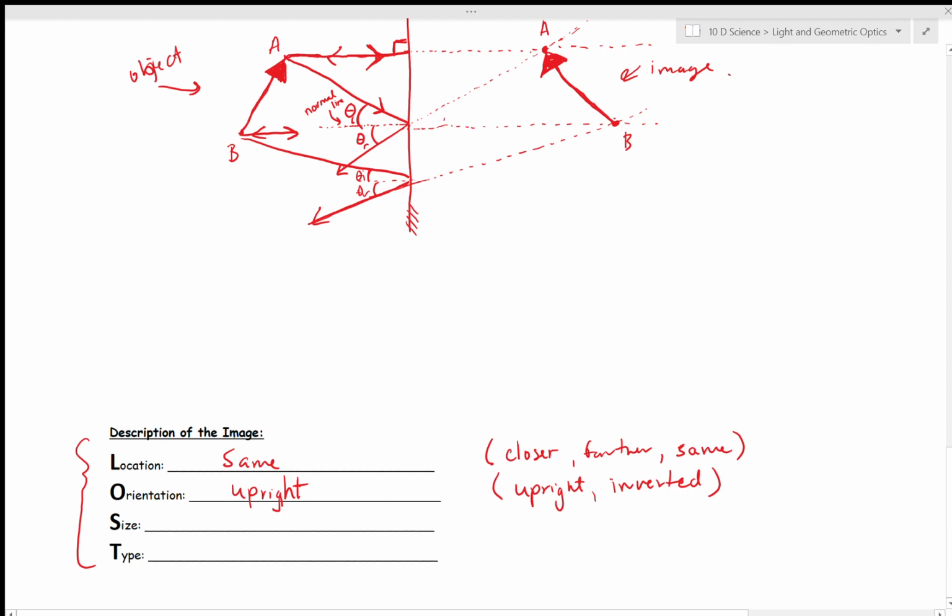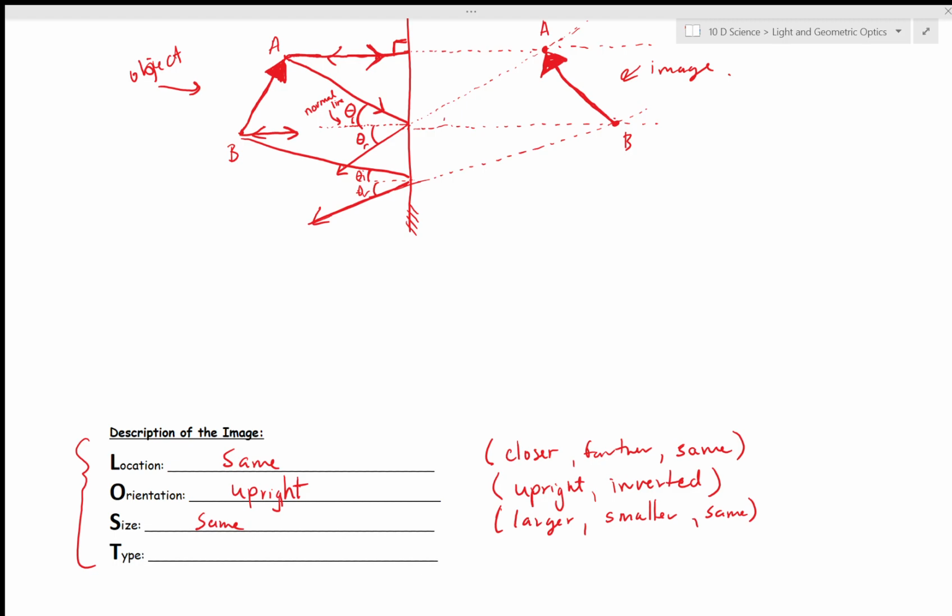Okay, we have an upright image. The next one, in terms of our descriptive words here, is the size. So you can imagine what we have here. In terms of descriptive words, we either have larger, smaller, or the same. So the question is, is my image larger, smaller, or the same size as my object? And the answer in this particular case is it's the same size. When we do some of the other mirrors, you'll see how these change and manipulate.